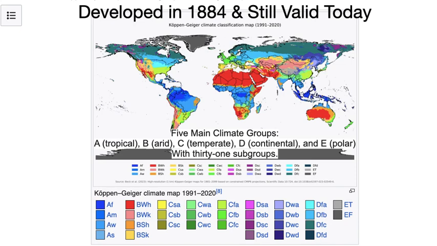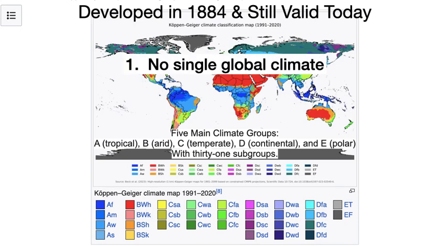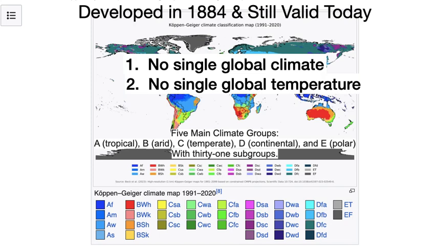And on this graphic, those climates are illustrated with colors. Now, Köppen developed this typology back in 1884, and it's still valid today. And in Köppen's typology, which is very valid, there are 5 main climate groups: tropical, arid, temperate, continental, and polar, with 31 subgroups. Think about that, 31 subgroups of climates. So we have no single global climate. We have 31 climates. And actually, when you get down into those, you can even see differences. I can see differences between the southeastern part of my state and out here in the central part where I live. And there's no single global temperature either.